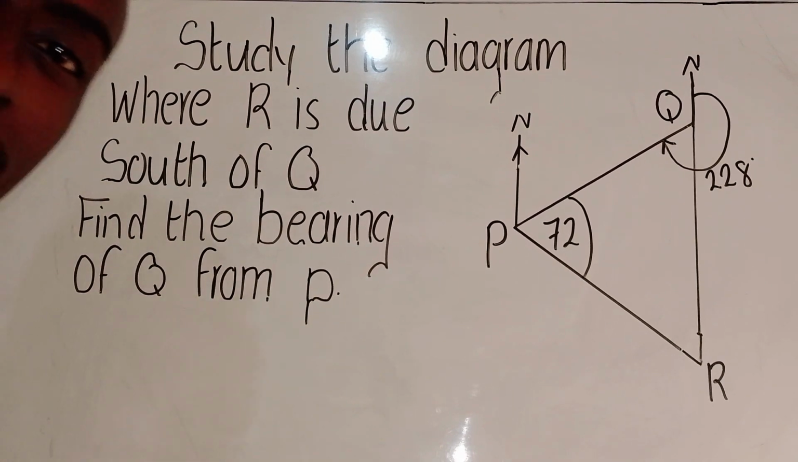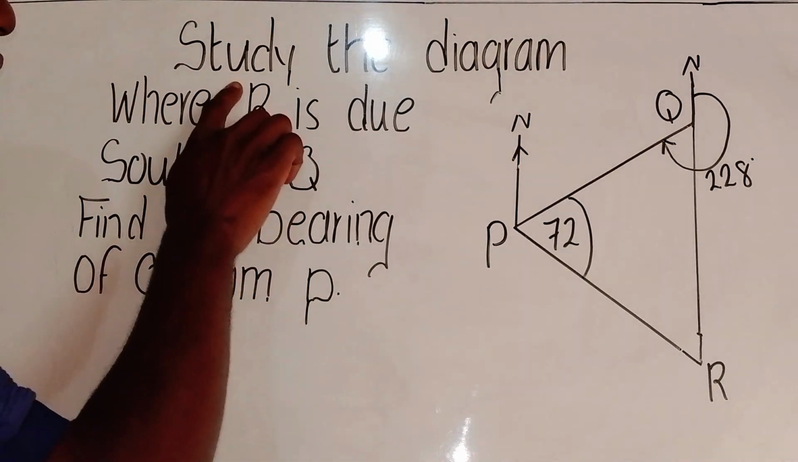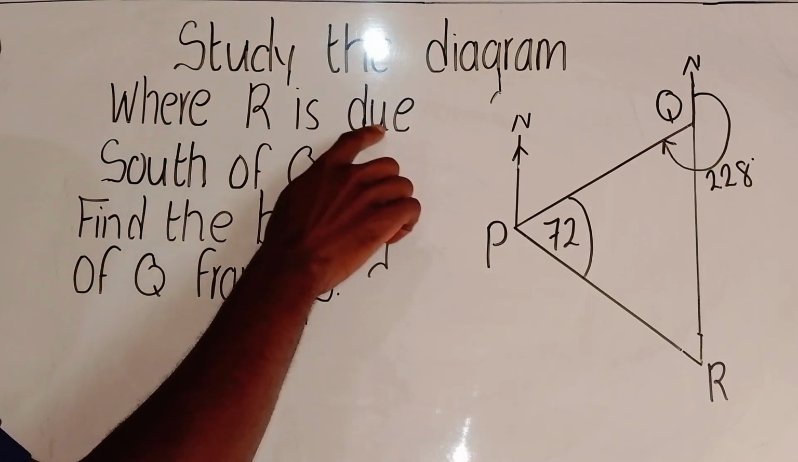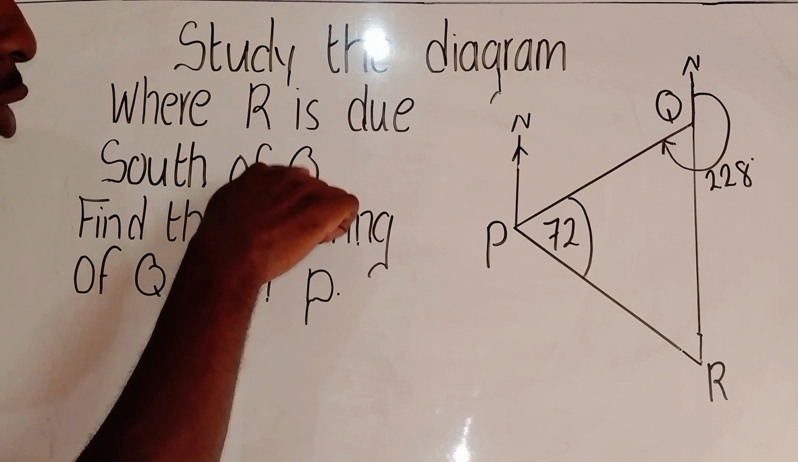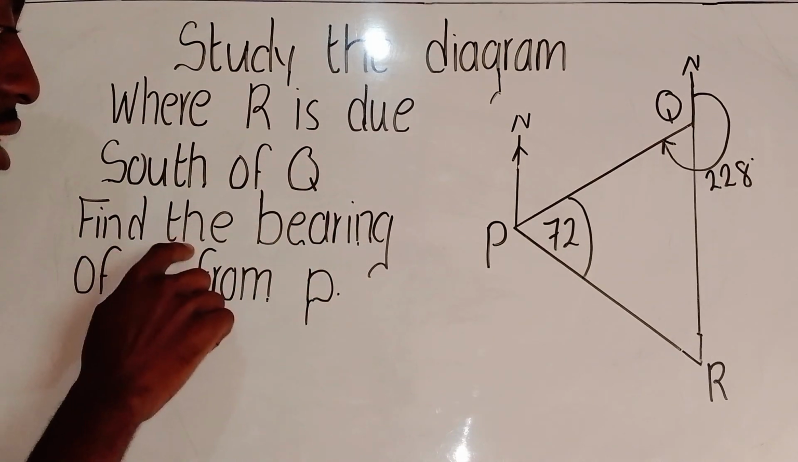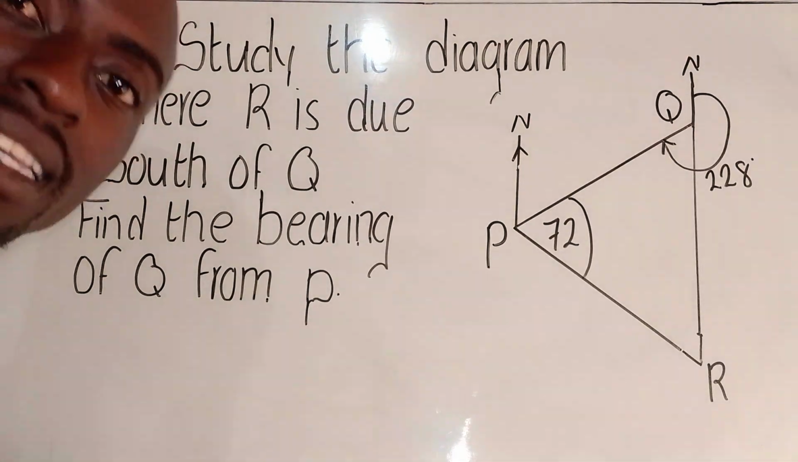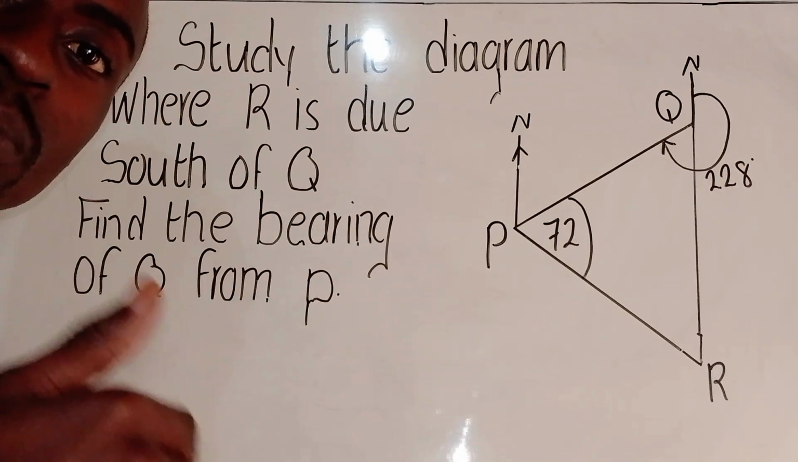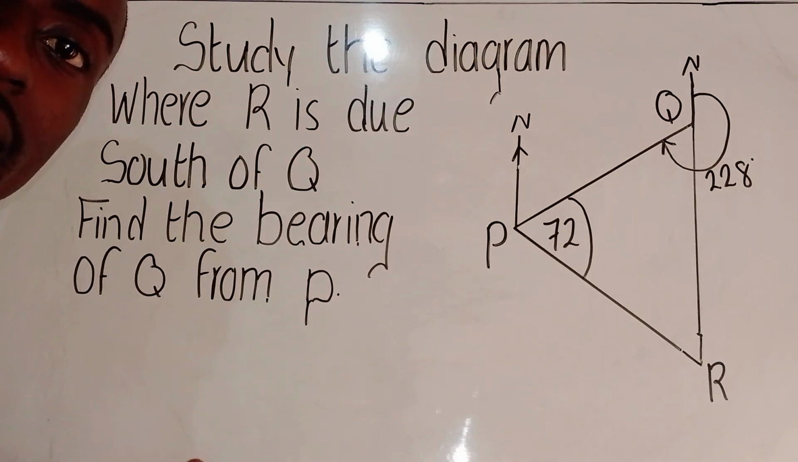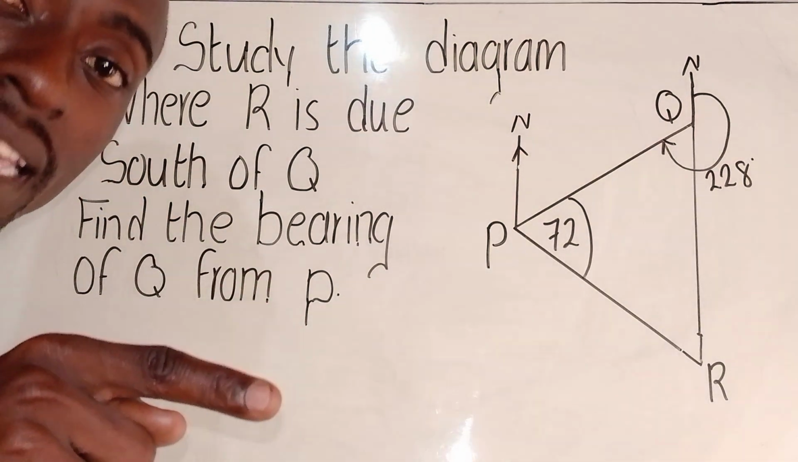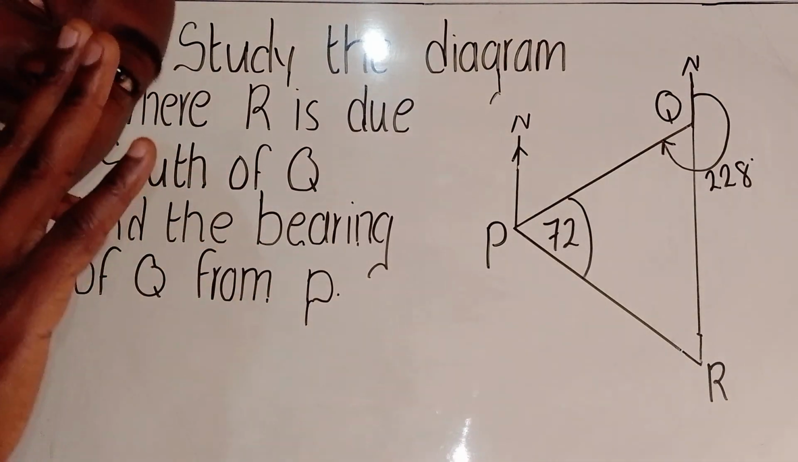So we have a mathematics question that says study the diagram, this diagram here, where R is due south of Q. Find the bearing of Q from P. When they say bearing, this is a clockwise turning from the north, represented by 3 figure. Remember, clockwise turning from the north, represented by 3 figure.